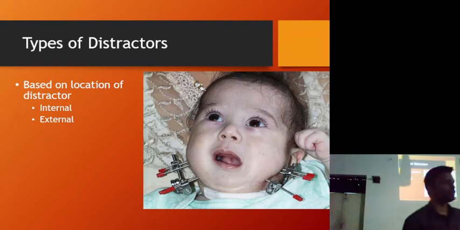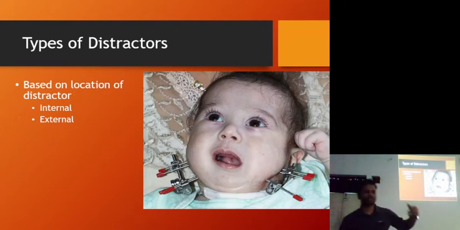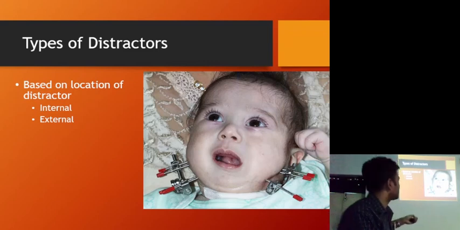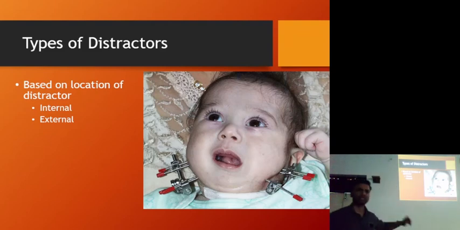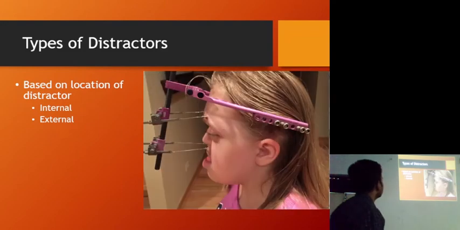Also, because of these forces, there are chances of pin loosening. These pins might loosen. It's like a pole in the ground. The more movement you give it, it will get loose, right? Same thing goes here. So the amount of distraction is not the same as the activation of the distractor device, and it might lead to loosening of the pins. That is a disadvantage of external distractor.